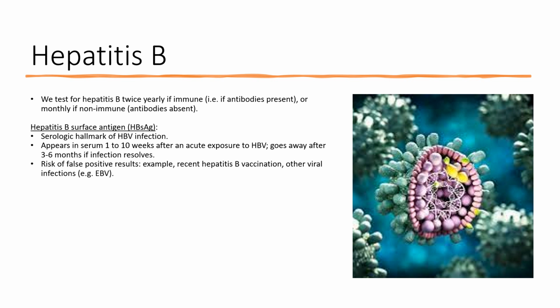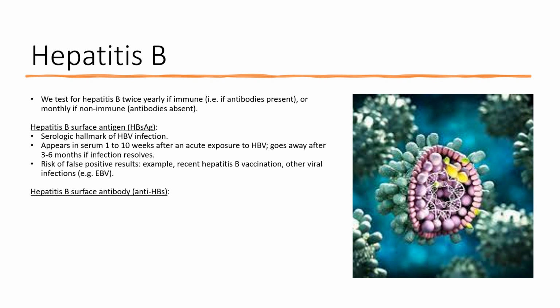Unfortunately, with this test, there are some potential false positive results. In other words, the test is positive, but they don't really have hepatitis B. A good example that we see all the time in dialysis units is recent hepatitis B vaccination. The vaccine consists of hepatitis B surface antigen, so we give it to the patient in order to stimulate an immune response. But of course, if we give them the antigen, then they're going to test positive for the antigen. Other viral infections, such as Epstein-Barr virus, have been associated with false positive hepatitis B surface antigen tests.